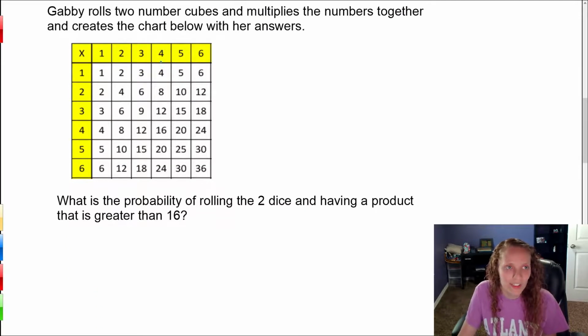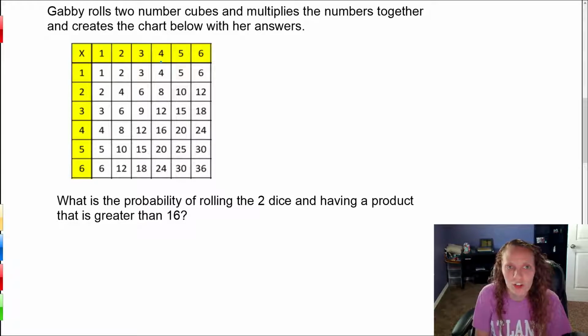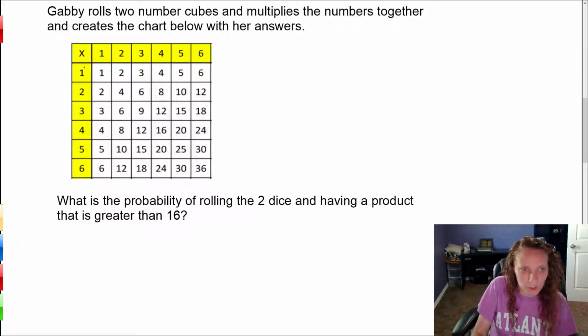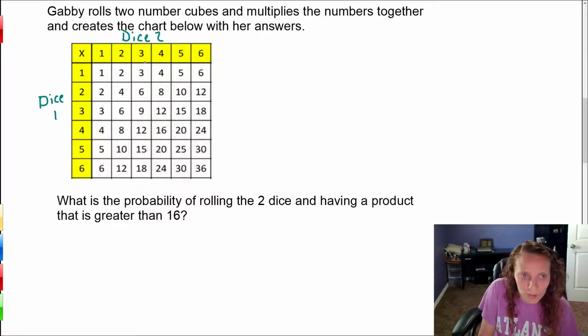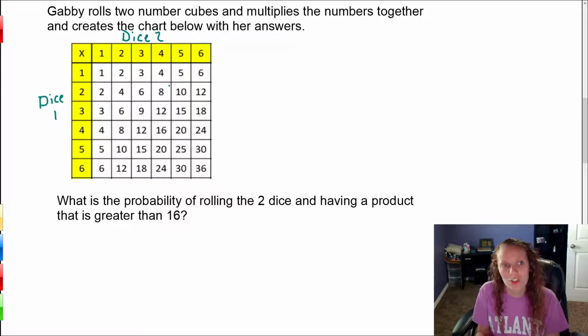Alright, let's look at the last one. It says that Gabby rolls 2 number cubes and multiplies the numbers together and creates the chart below with her answers. So this first column here that's yellow, this is like dice 1. And then the row up here that's yellow is dice 2. And what's happening here, when she rolls and gets a 1 and a 1, we're doing 1 times 1 and writing that answer down to get 1. Or we do 2 times 1 to get 2. Or 4 times 5 to get 20. So this is just a multiplication chart, and it only goes through 6 because there's 6 numbers on a dice.